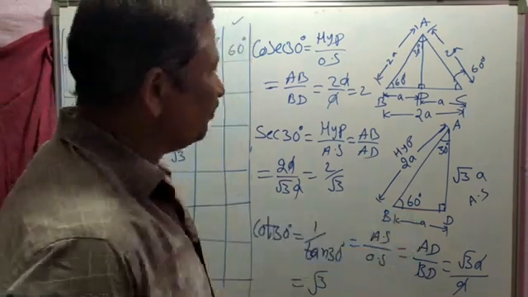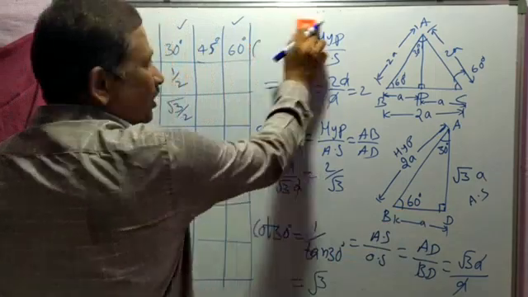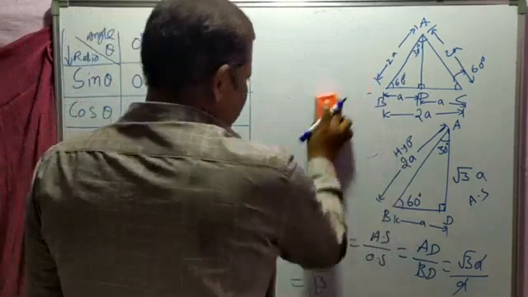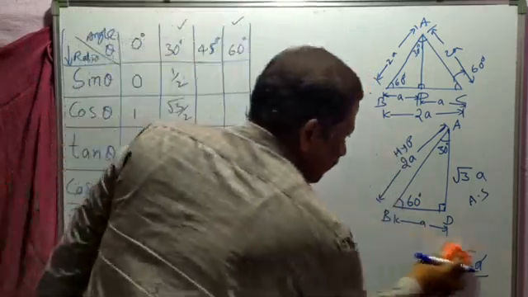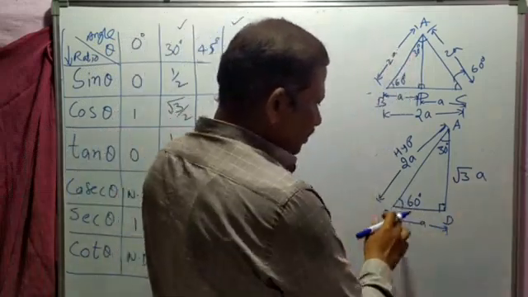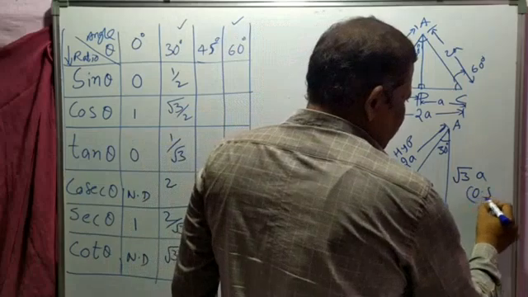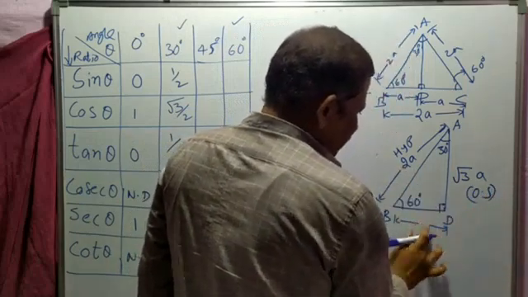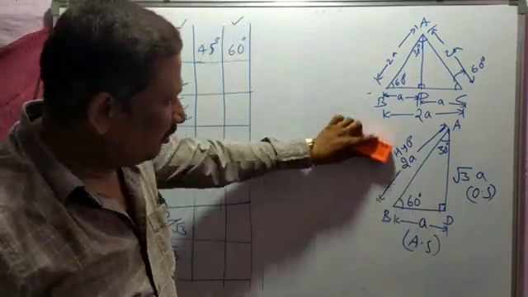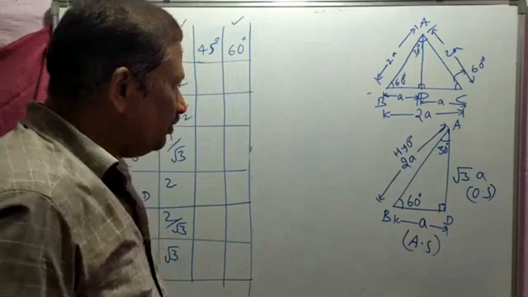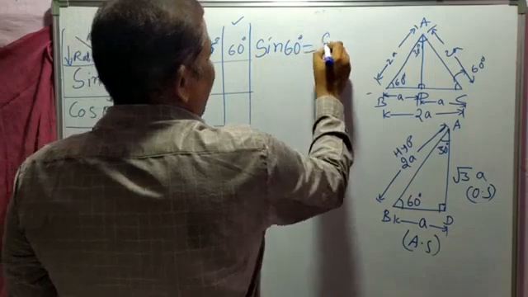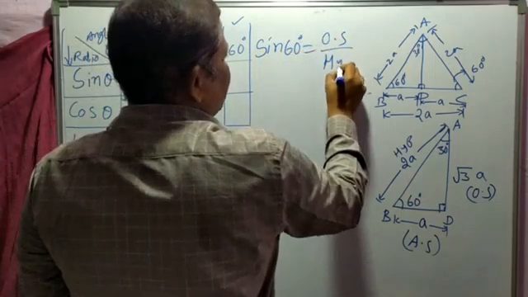Next, for 60 degrees we will write. I am going to draw this one. For 60 degrees, this is the angle, this is the opposite side, this is the adjacent side. There will be no change: the hypotenuse is common for both angles. Now we see for 60 degrees, first sine 60. Sine 60 degrees is opposite side by hypotenuse.